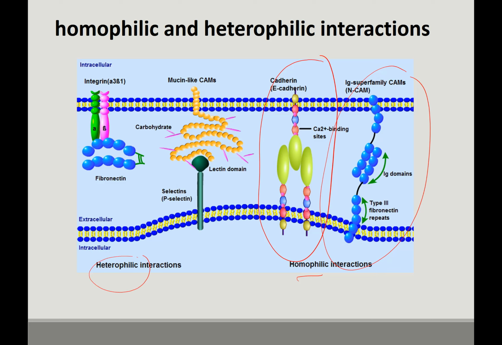Some proteins have heterophilic interactions. So for instance, integrins, which we're going to talk about in the next lecture, and fibronectins. When you have things that are different, they're hetero, different. So heterophilic interaction just means between different proteins or different molecules. So here's a CAM and a selectin. So different types of molecules prefer heterophilic, homophilic, and some do both.